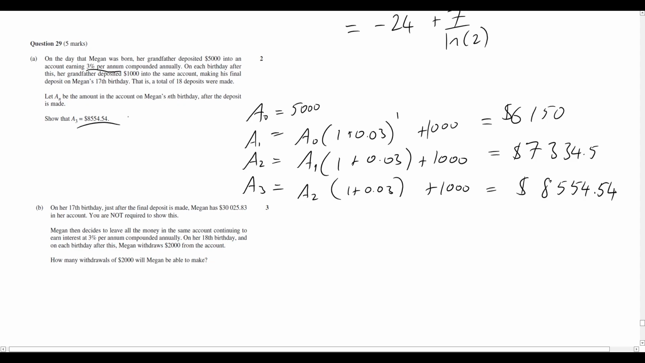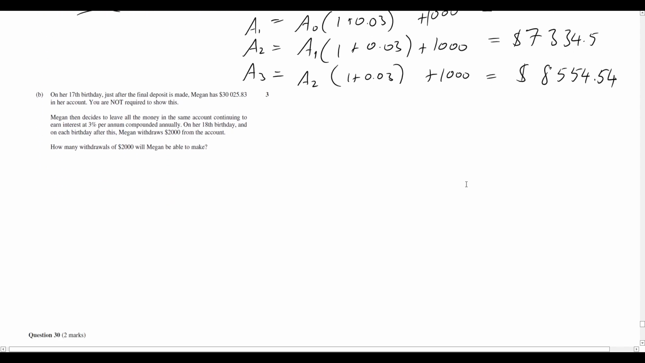Okay, so now part B. On her 17th birthday, just after the final deposit is made, Megan has $30,025.83 in her account. So we're not required to show that, so that's good news. Megan then decides to leave all the money in the same account, continuing to earn interest at 3% per annum, compounded annually. On her 18th birthday, and on each birthday after this, Megan withdraws $2,000 from the account. So how many withdrawals of $2,000 will Megan be able to make?